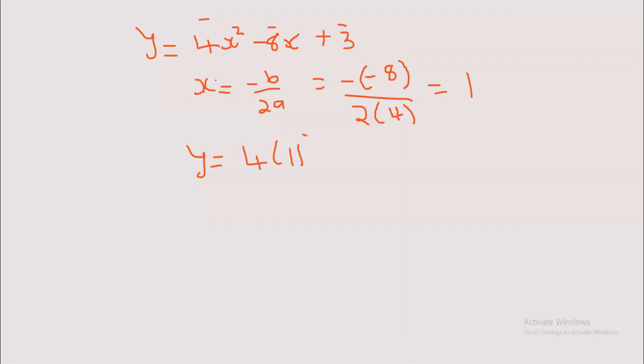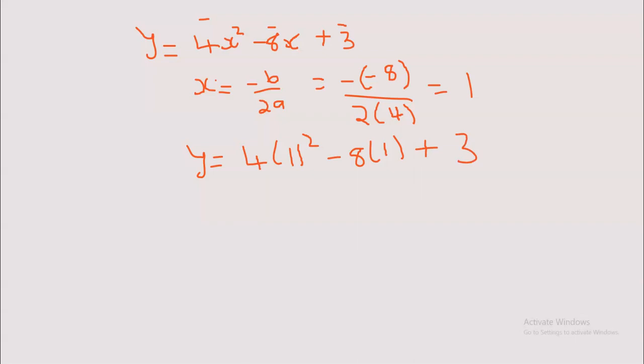So wherever you see x, we're going to put 1 and then minus 8. And wherever we see x, we're going to put 1 and then plus 3. So that will be your parabola, sorry, your corresponding y value.